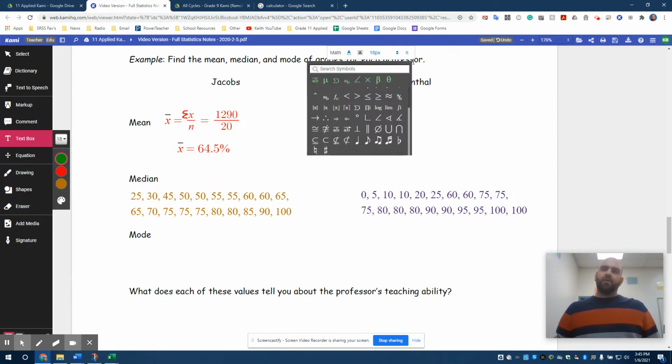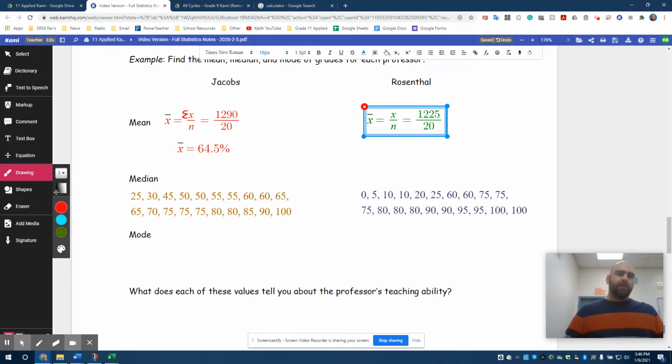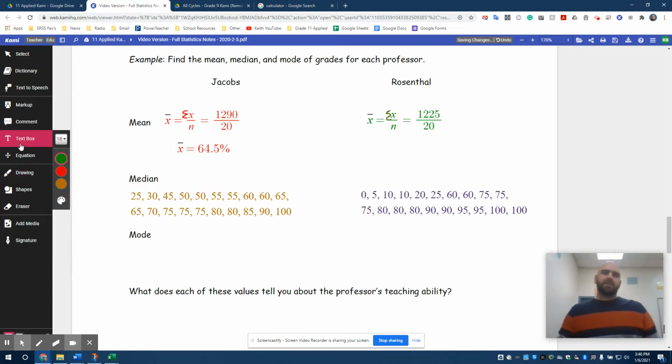Let's do the same thing for Professor Rosenthal. Again, it's the sum of x over n. And if we add all of his together, we get 1,225, and there's also 20, so we're going to divide by 20. And again, I'm going to quickly put in my summation sign right there so that we can see what it is.